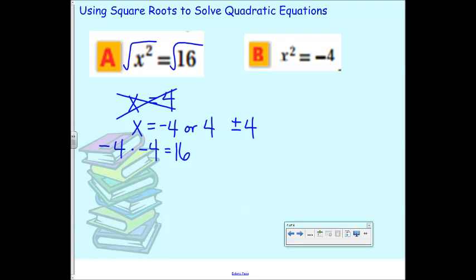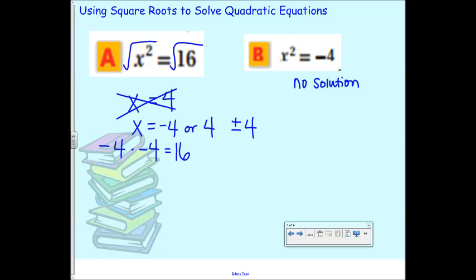Final answer. Sort of. No solution. No solution. This would be a no solution. You cannot do it. Nothing will ever equal a negative, okay? So this cannot be negative over here.